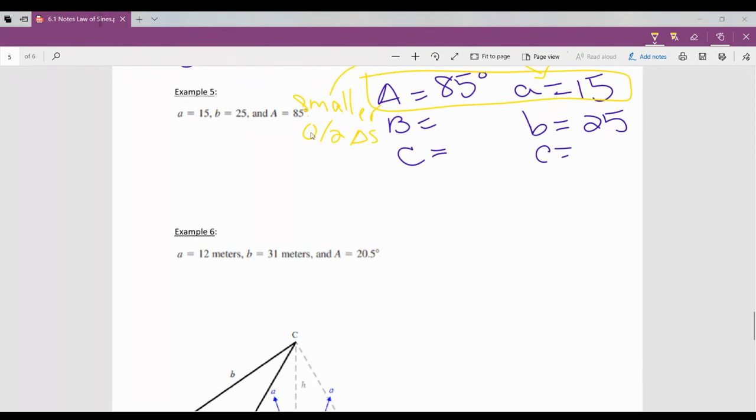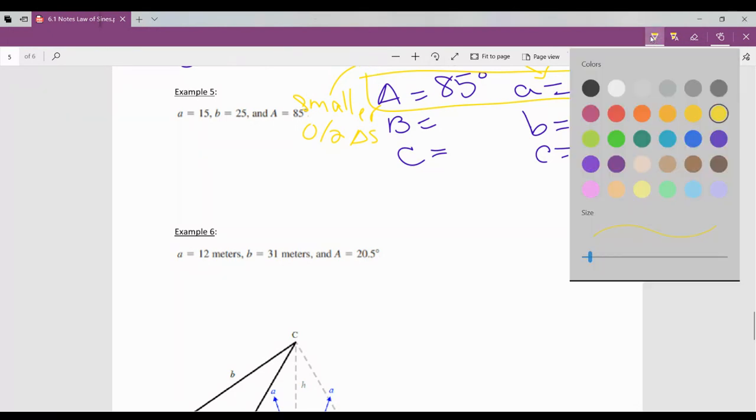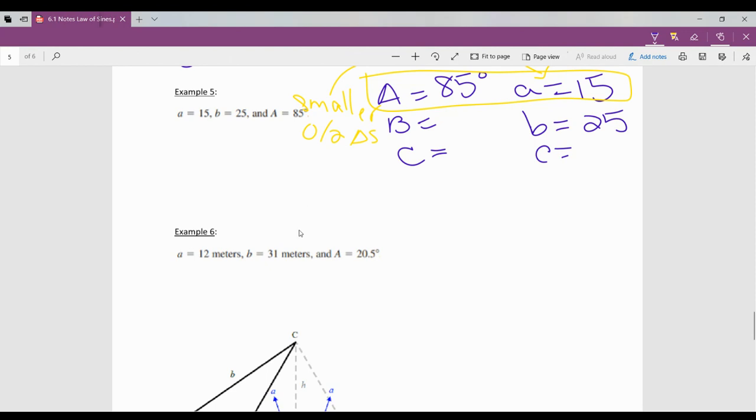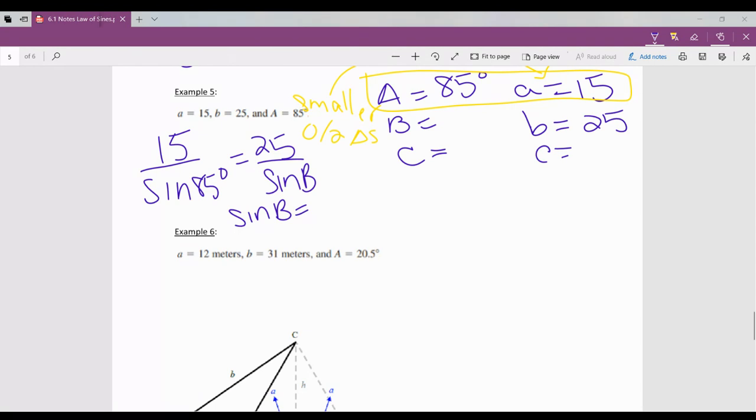All right, so let's see. If it's 0, it's going to become apparent in my calculations. If it's not 0, then it's 2. All right, so I start off 15 over sine of 85 equals 25 over sine of B. So I'm going to cross multiply 25 times sine of 85. I divide that by 15, so I get sine of B equals 1.66. And now remember, to get rid of sine, we're going to do sine inverse of both sides.